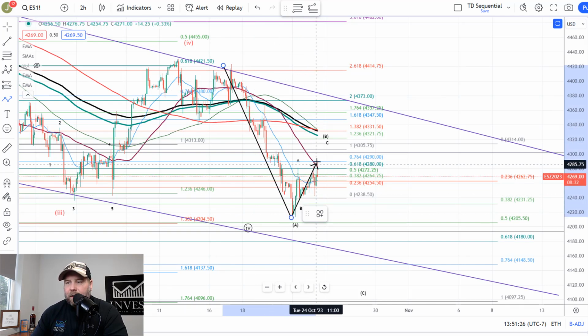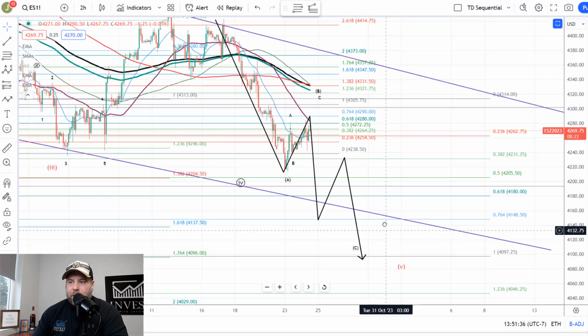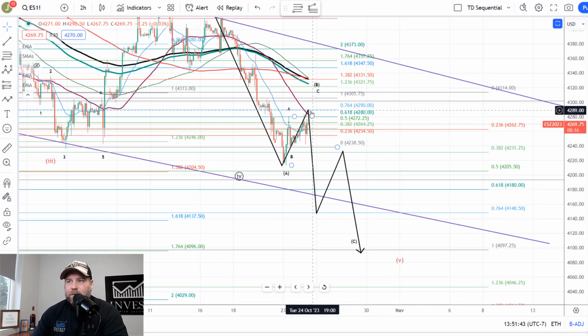This would be a wave 4. Okay, so we'd already be in wave C, 4 of 3. Then you'd get a 5 of 3, another wave 4, and then a 5 down like this, which would count better with the NASDAQ. But the NASDAQ does have some issues of its own, as we'll see on that chart. So this would be another alternate bear count.